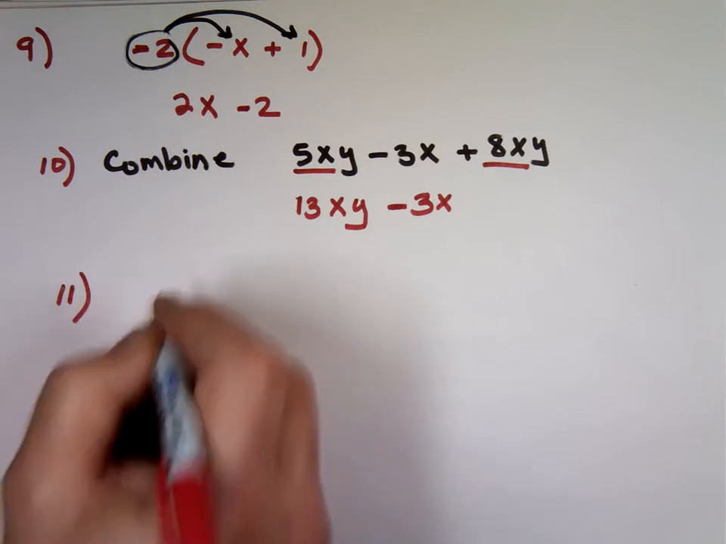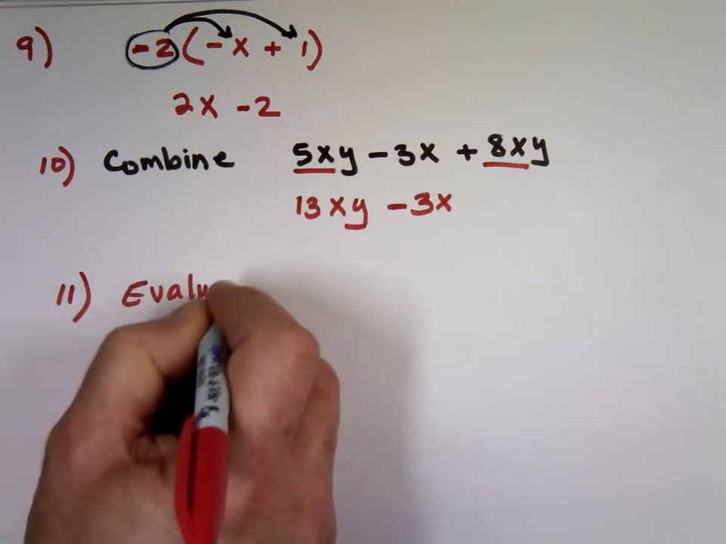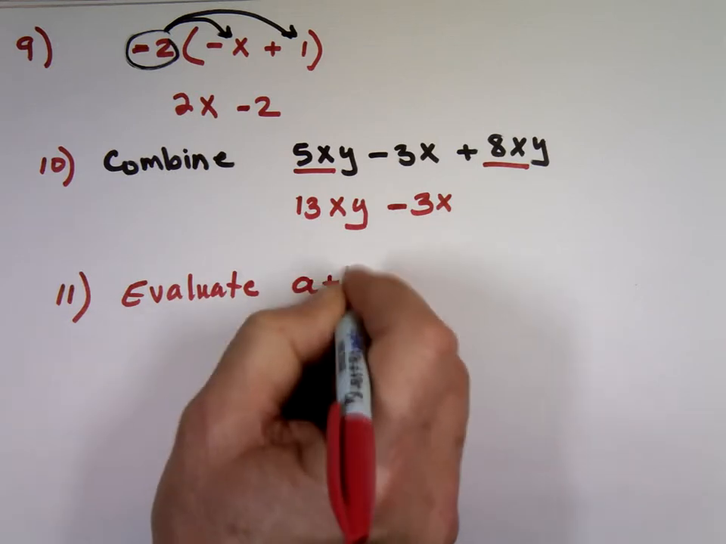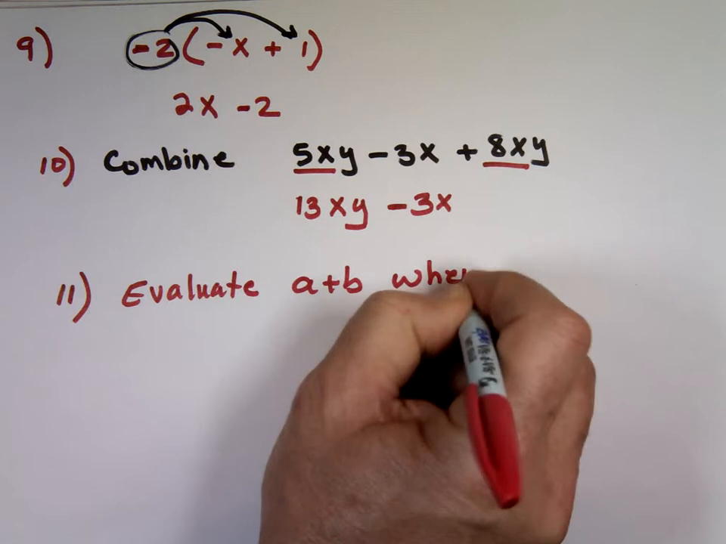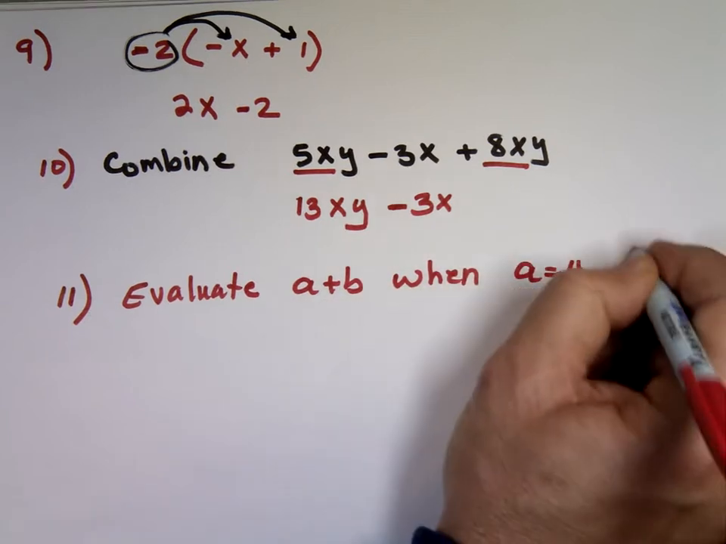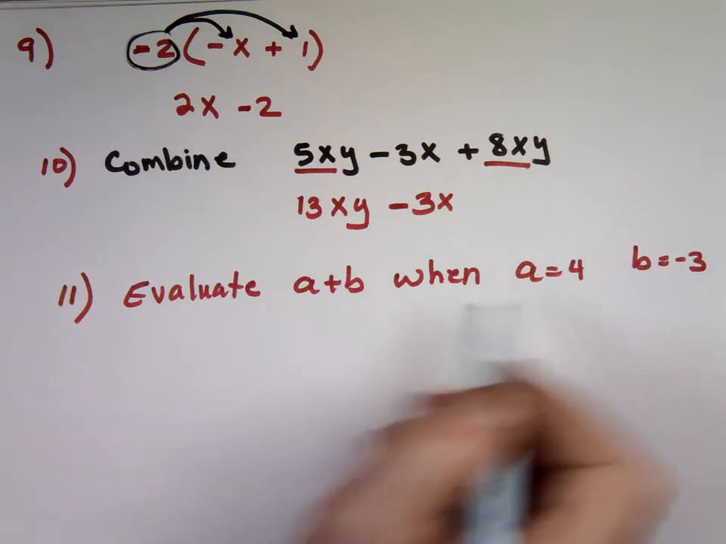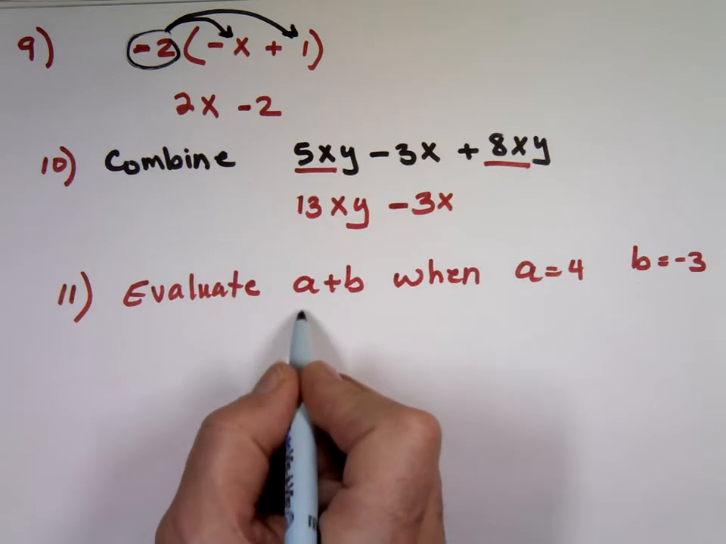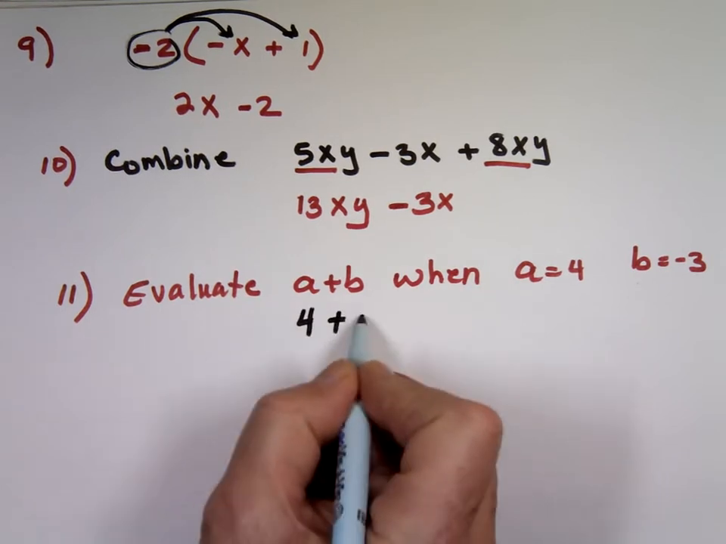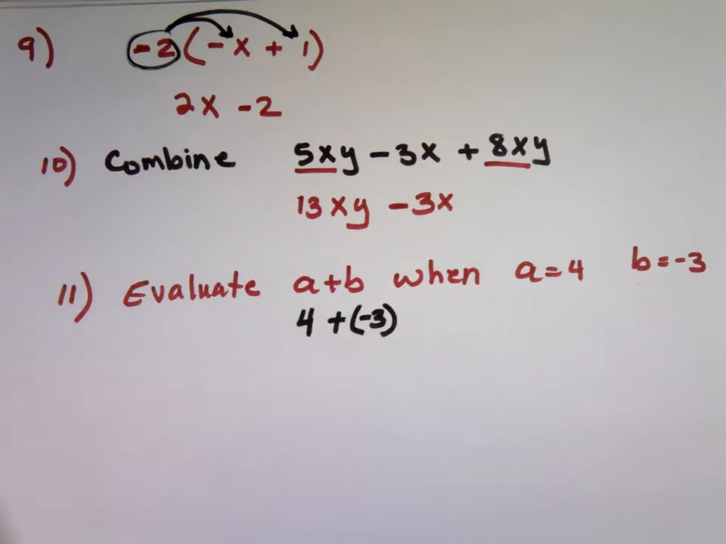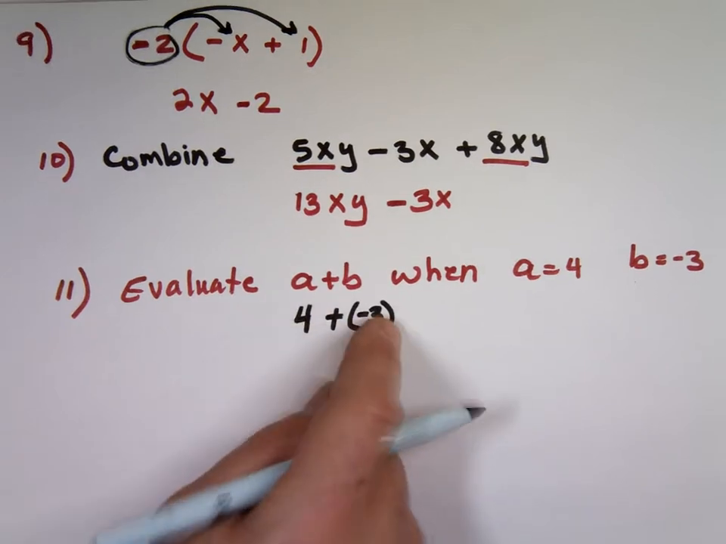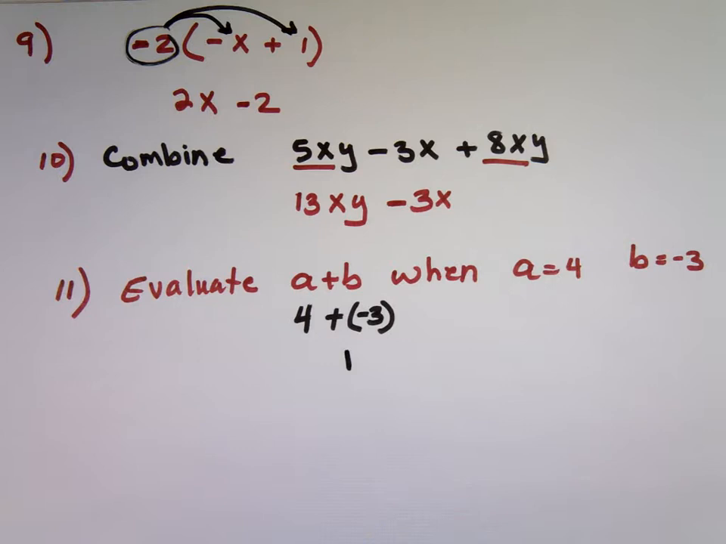Evaluate. A plus B when A equals 4, B equals -3. Plug it in. Replace A with 4, replace B with -3. What's 4 plus a -3? Different sign, subtract the absolute values. 3 from 4, 1. The sign of the 4 is positive, it's +1.